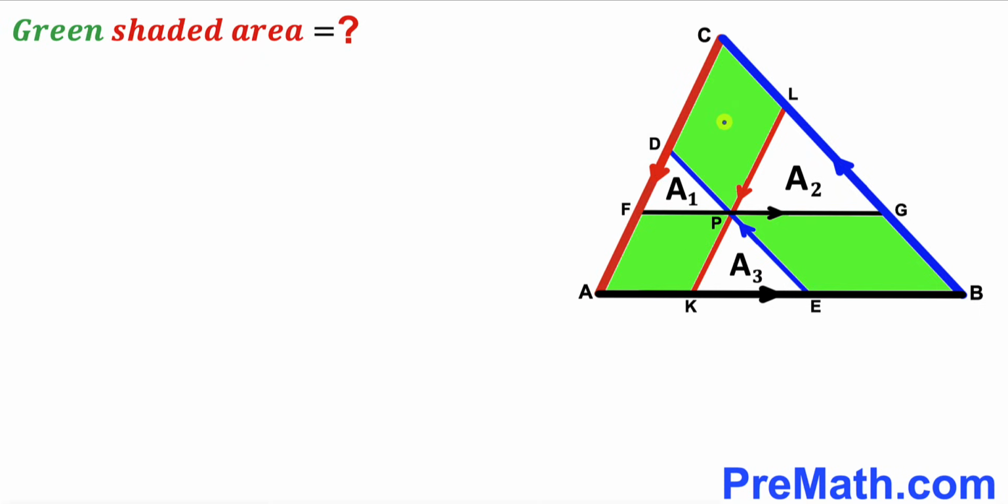And as a result, we end up with these three green shaded parallelograms and three triangles. And moreover, the area of this triangle is A sub 1. The area of this triangle is A sub 2. And finally, the area of this triangle is A sub 3 square units. And now our task is to calculate the combined area of all this green shaded region, this green shaded region, this green shaded region, and this green shaded region combined.